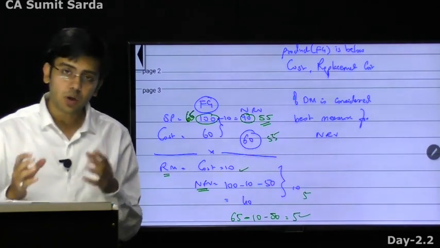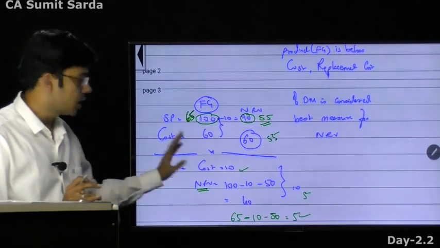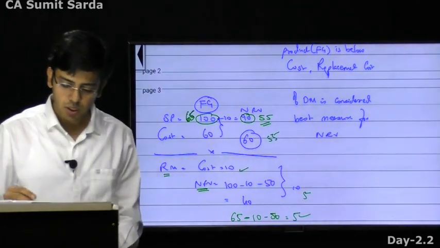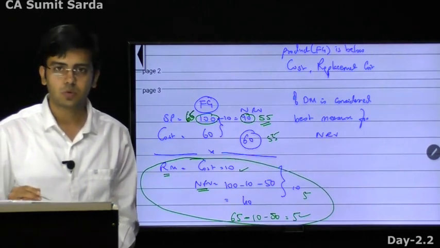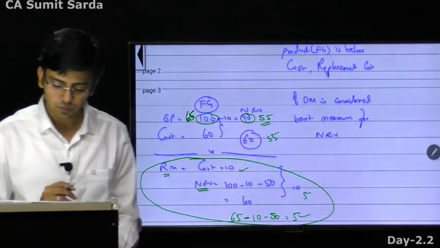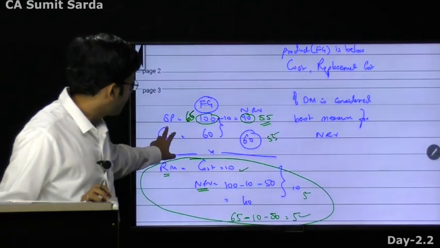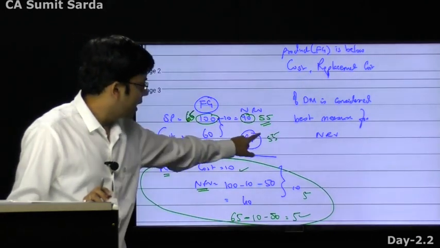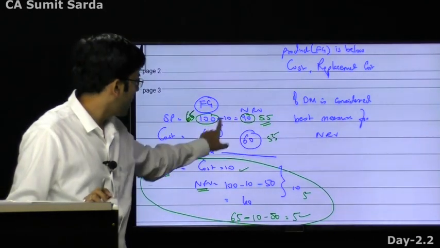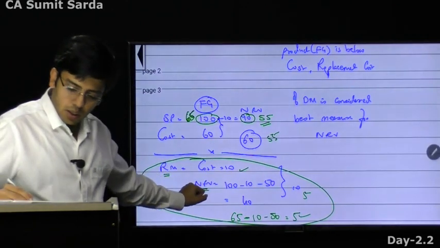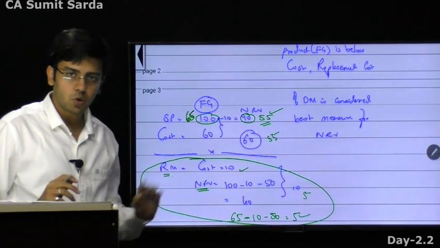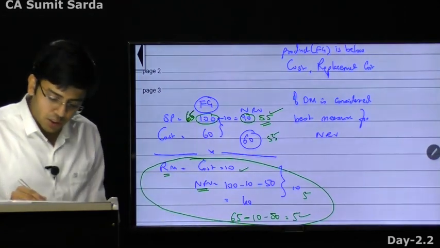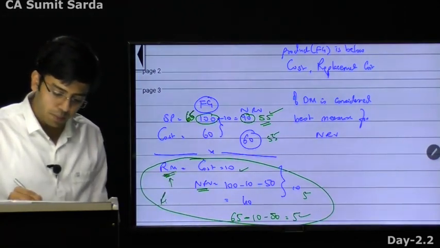Correct. Now what does AS2 say? Now I have to measure it at 5, but what AS2 says is, don't measure this at 5 rupees. If the selling price is in decline and the finished goods are being sold below cost, so 55, which is below cost, the best measure for raw material will be its replacement cost.